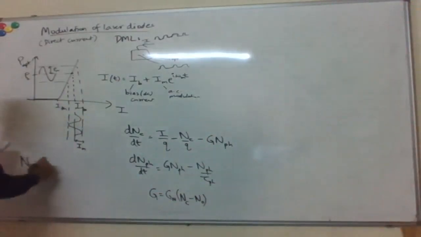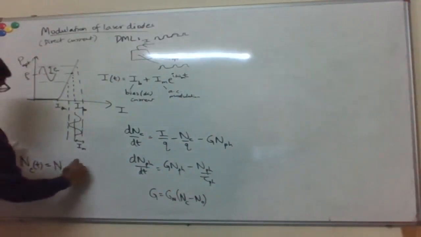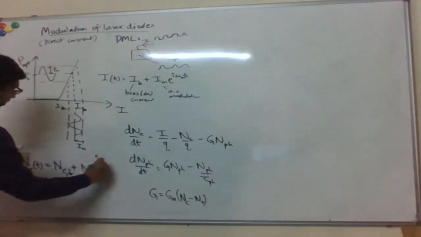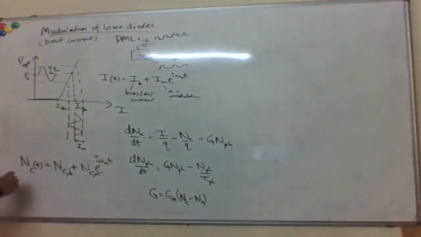So the carrier concentration again has a DC response, plus a time varying response at the same frequency as the drive frequency. Similarly for the photon number.